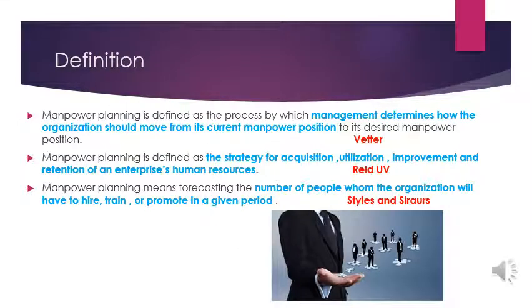Now, the definition of manpower planning. Manpower planning is defined as the process by which management determines how the organization should move from its current manpower position to its desired manpower position. So the planning includes how the management can move from its current manpower position to a desired manpower position to attain its goals in a given period of time. That is given by Vetter.